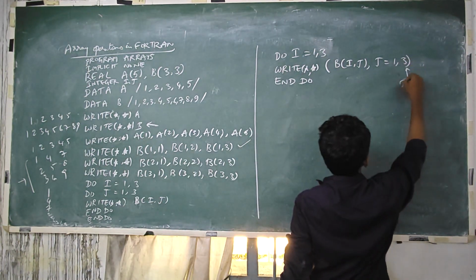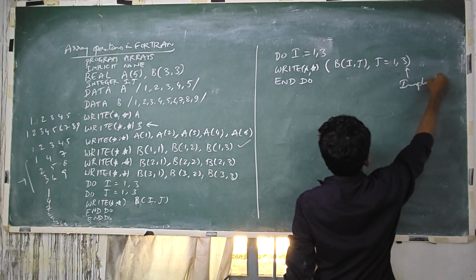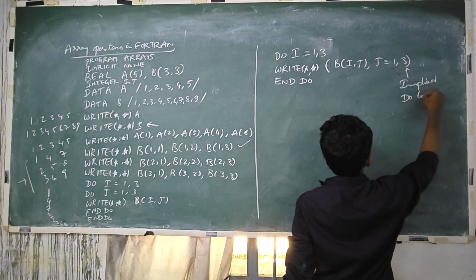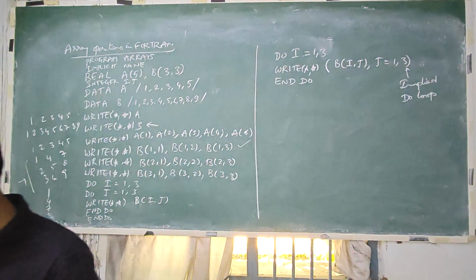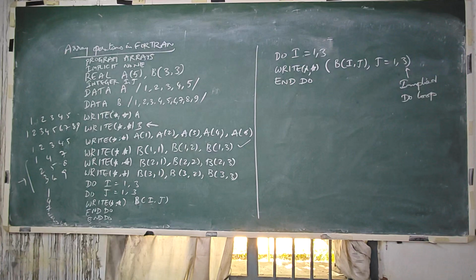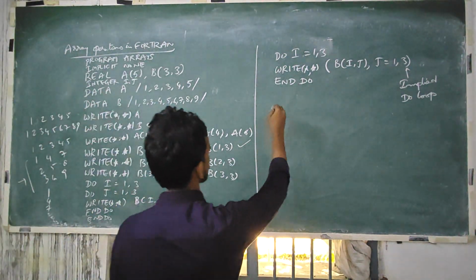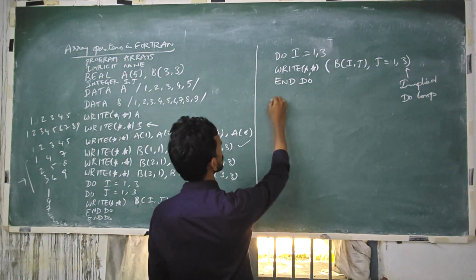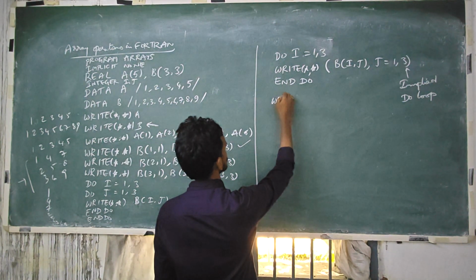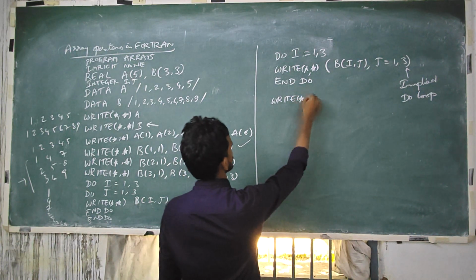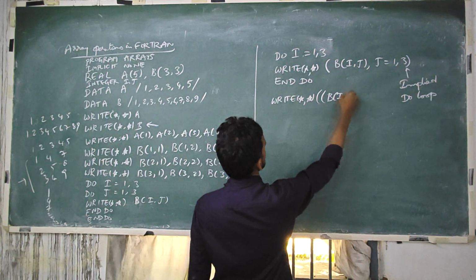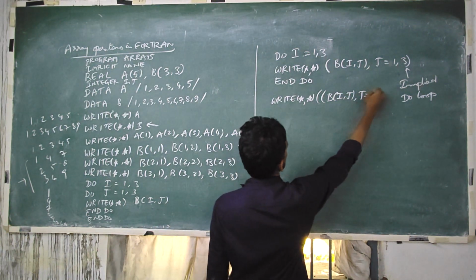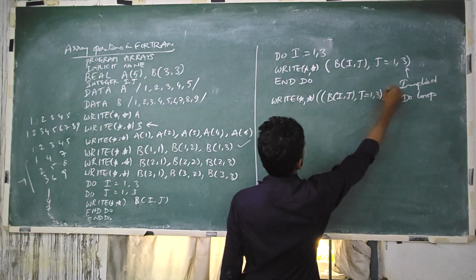This is an implied do loop. So using an implied do loop, you can write everything in a single row, like star, star, Bij, first j, then I.